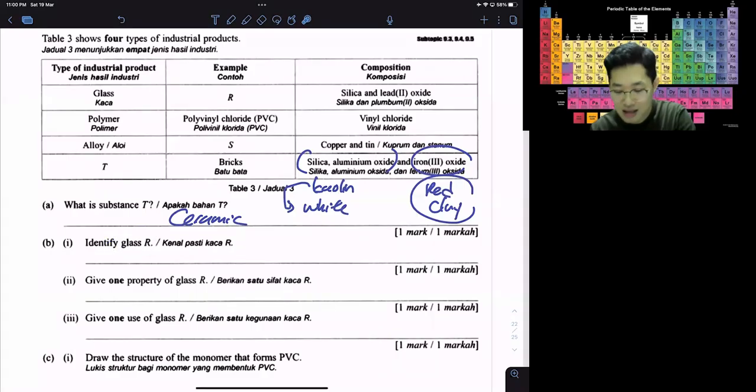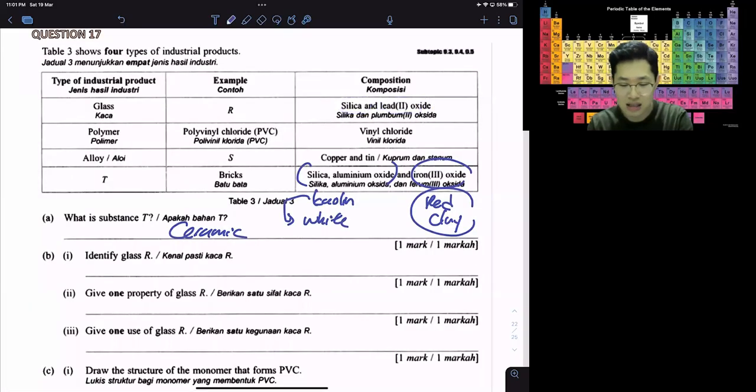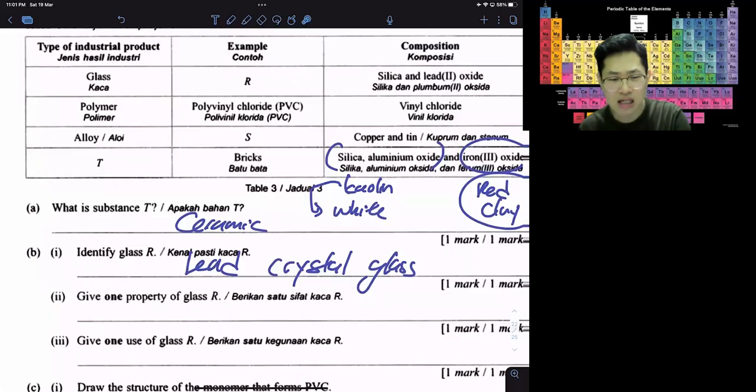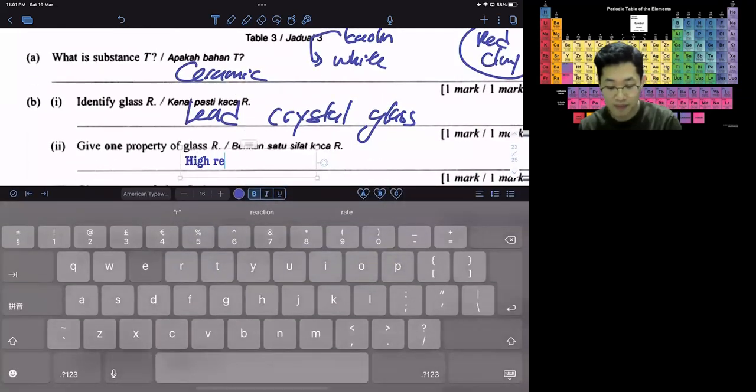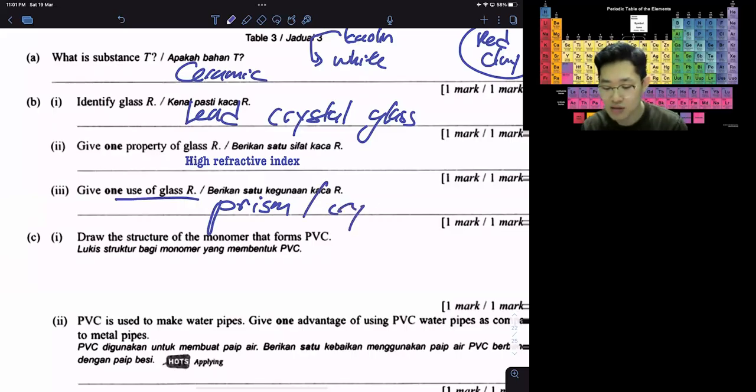Identify glass R. Glass R is silica and lead(II) oxide. What is that? A glass that has lead(II) oxide. Yes, lead crystal glass. One property of R. What is the property of lead crystal glass? Yes, high refractive index. One use of glass R. Prism. Okay. Lens. Crystals.